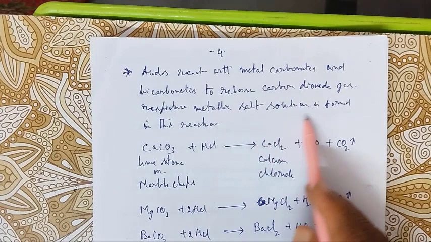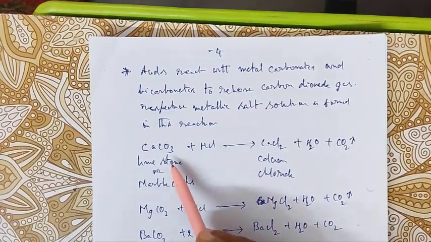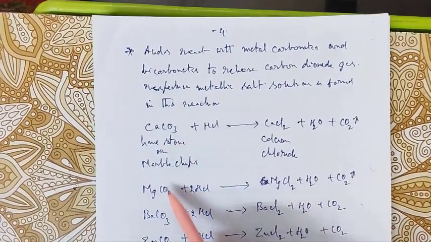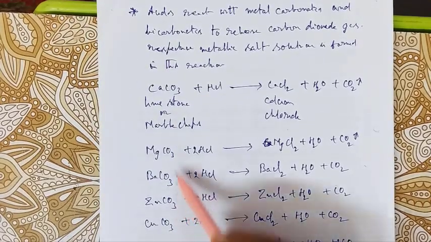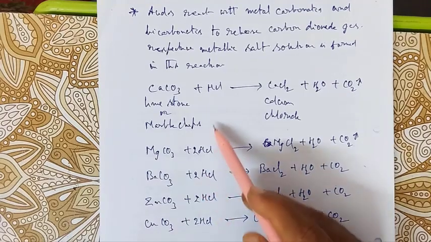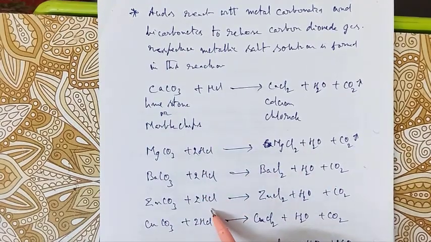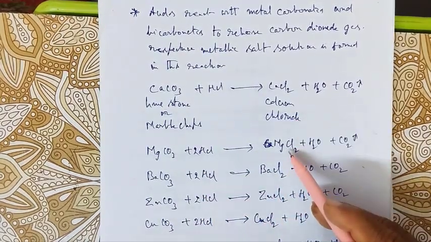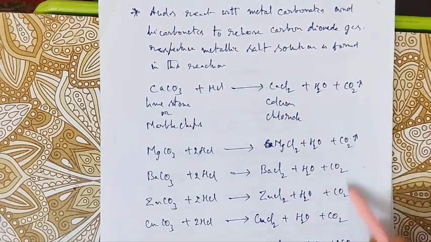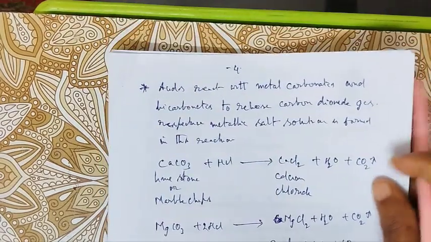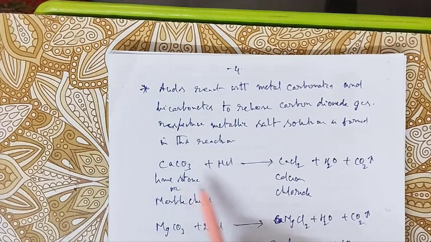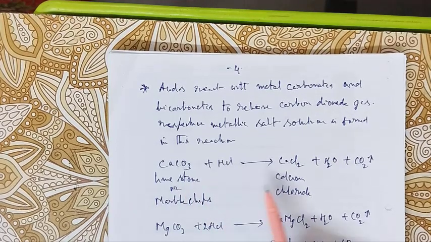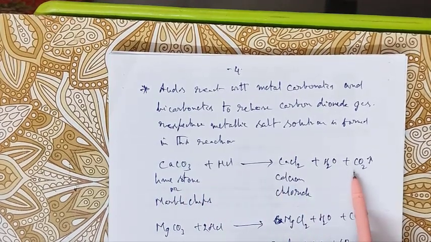The respective metallic salt solution is formed in this reaction. So carbonates like calcium carbonate, magnesium carbonate, barium carbonate, zinc carbonate, copper carbonate, etc. all these react with dilute hydrochloric acid and form the respective metallic chloride and carbon dioxide gas. So limestone or marble chips, chemically calcium carbonate, when reacted with hydrochloric acid, give calcium chloride, water and carbon dioxide.